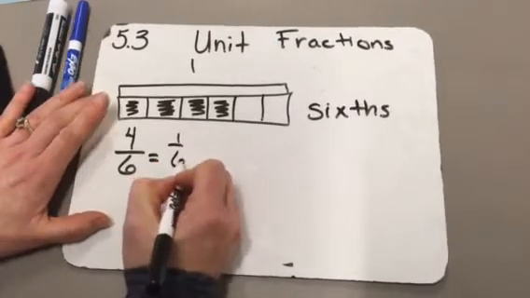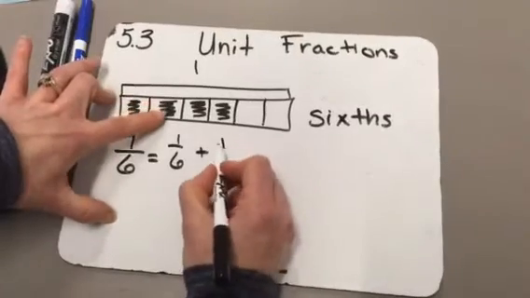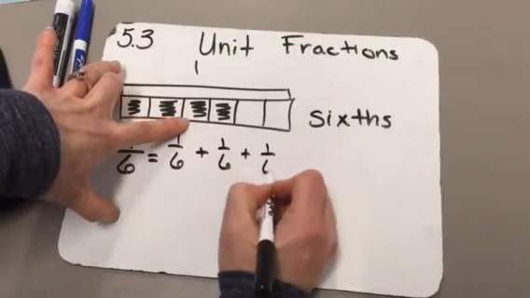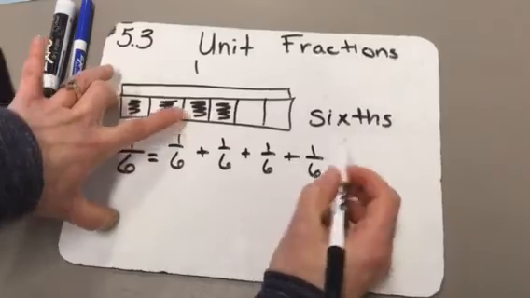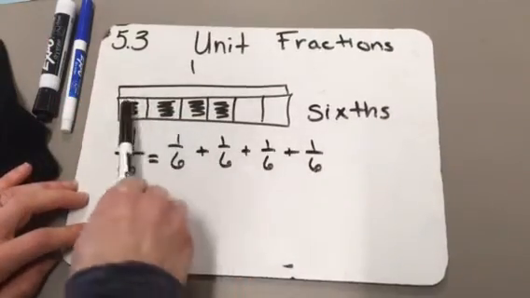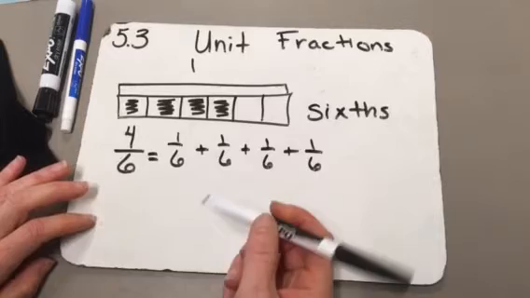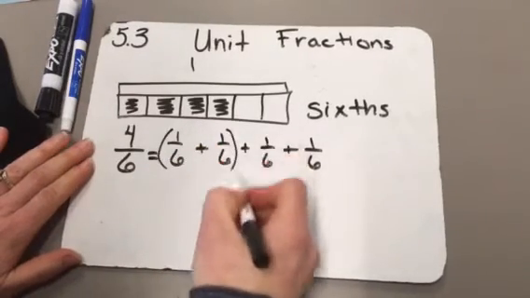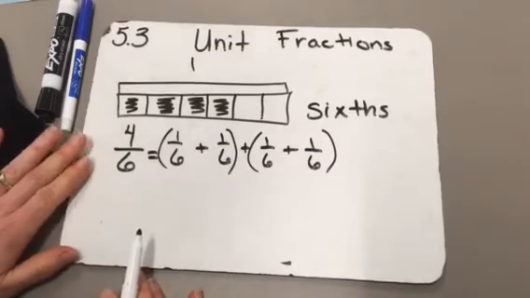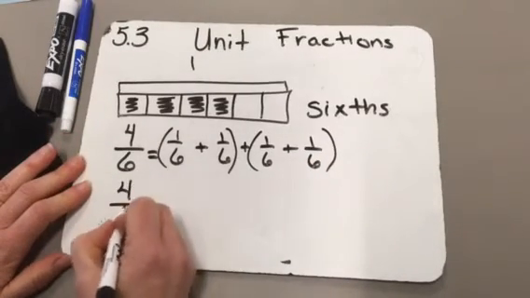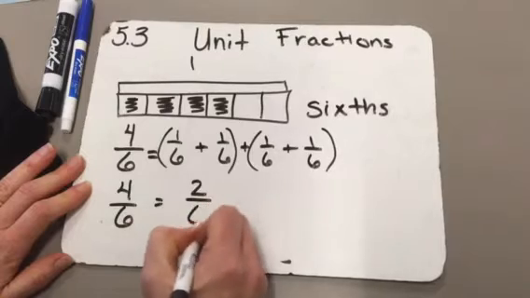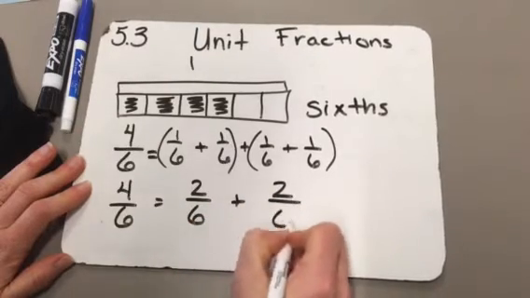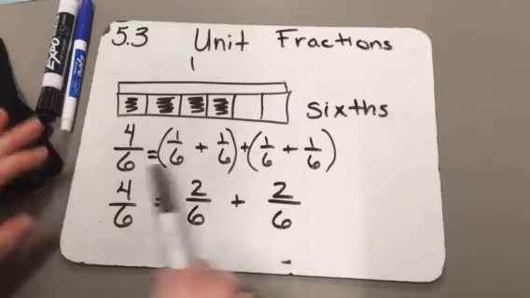Hopefully you said 1/6. That represents this one. Plus 1/6 plus 1/6 plus 1/6. You should have decided to write 4 of them because I have 4 spaces filled in. 1, 2, 3, 4, 6. You can also write it a different way if you were to bracket some of your components. 4/6 equals 2/6 plus 2/6. They both equal the same. 2 plus 2 is 4.